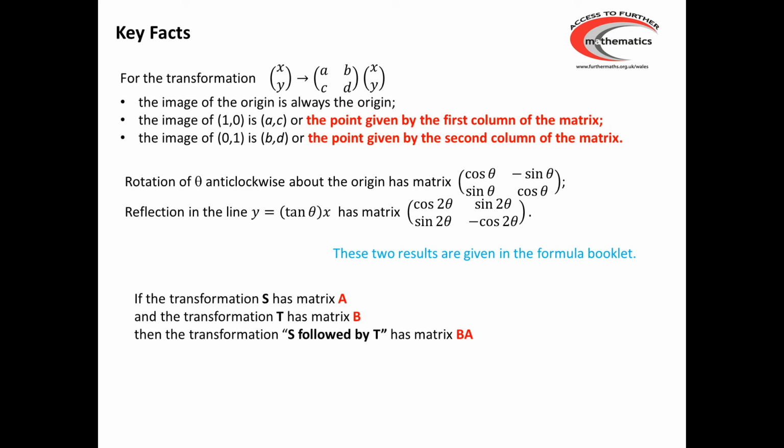If we know that a transformation S has the matrix A and transformation T has got the matrix B, then the transformation S followed by T has got matrix BA, and be very careful about the order of the two matrices there.